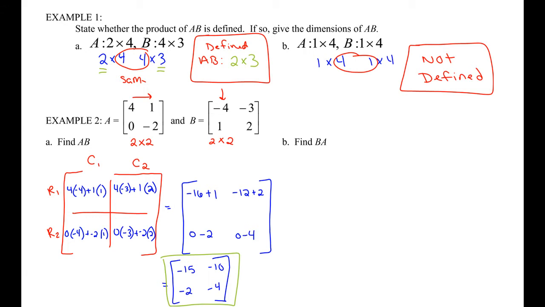Please see if you can do example 2b. So now you're multiplying b times a. So make sure you switch around the rows and columns that you're using.